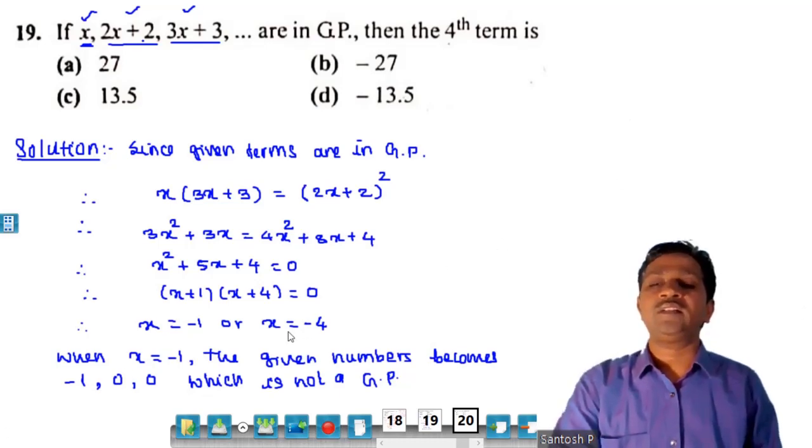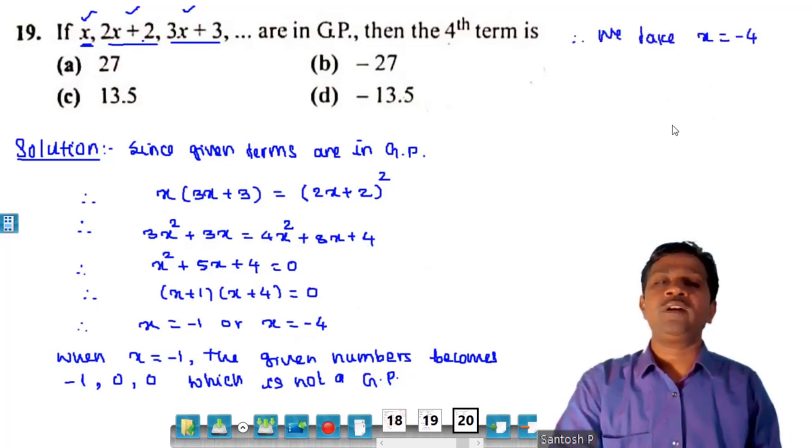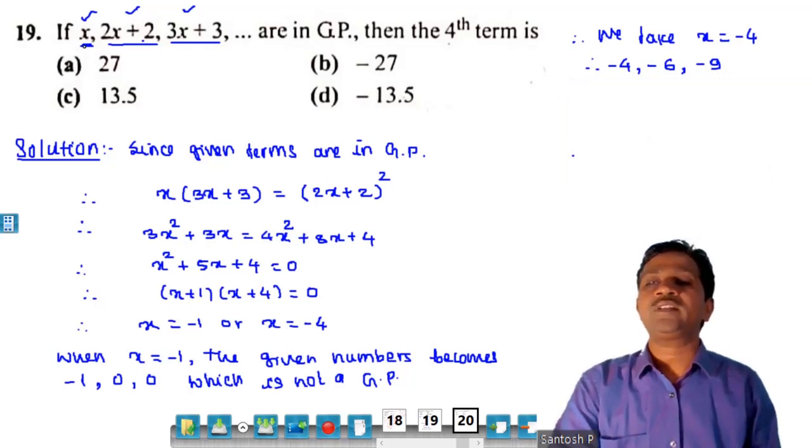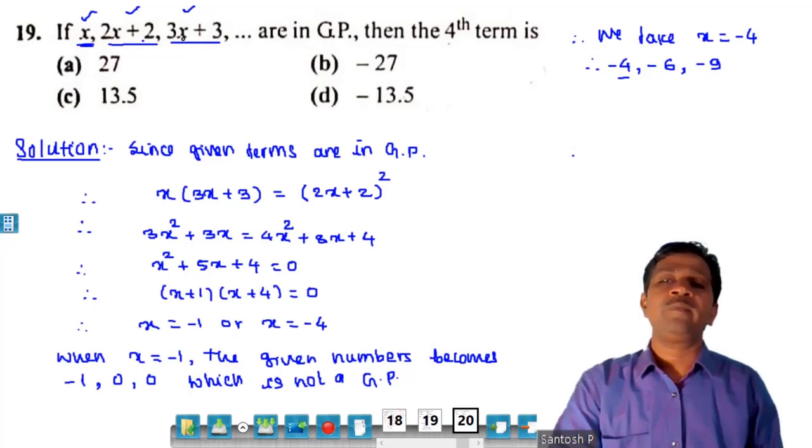So let us consider the next value, that is x equals to minus 4. If I put now x equals to minus 4 in the given terms, I will get minus 4. Then minus 4 into 2 is minus 8 plus 2 is minus 6. And lastly, minus 4 into 3 is minus 12 plus 3 is minus 9. So this is now a GP. You can very easily check this is a GP.